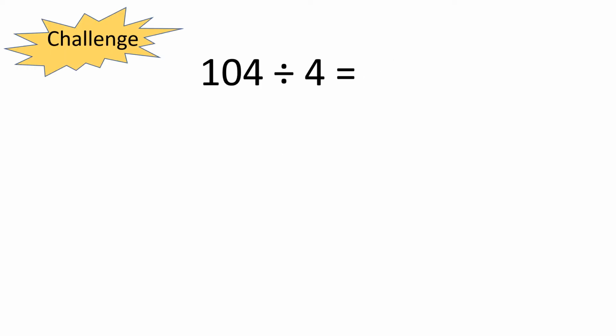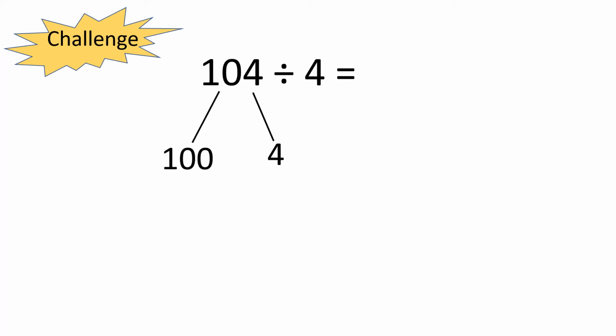The final example is a little more challenging. 104 divided by 4. First, I must partition 104. It partitions into 100 and 4. There are 0 tens in the tens place, so I don't have to partition these.